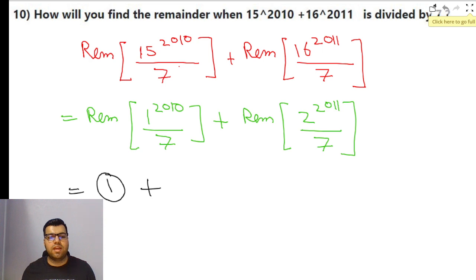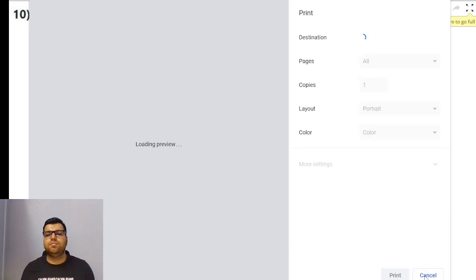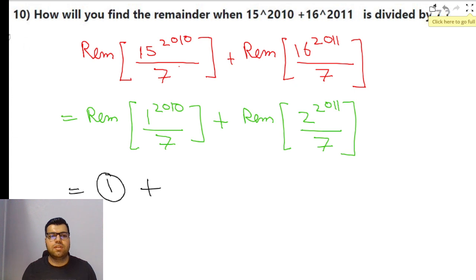Now you are expert enough. So one second. I'm suggesting you do directly this. Since you know the fact we will be using, the remainder of 8 with 7, that is 2 cube with 7, is 1. So I need to break 2011 into parts of 3.